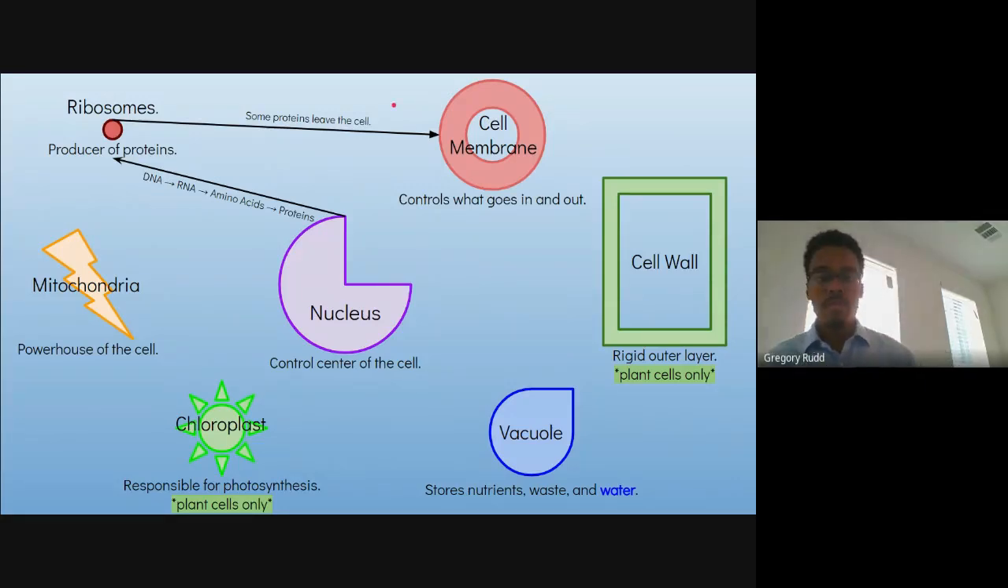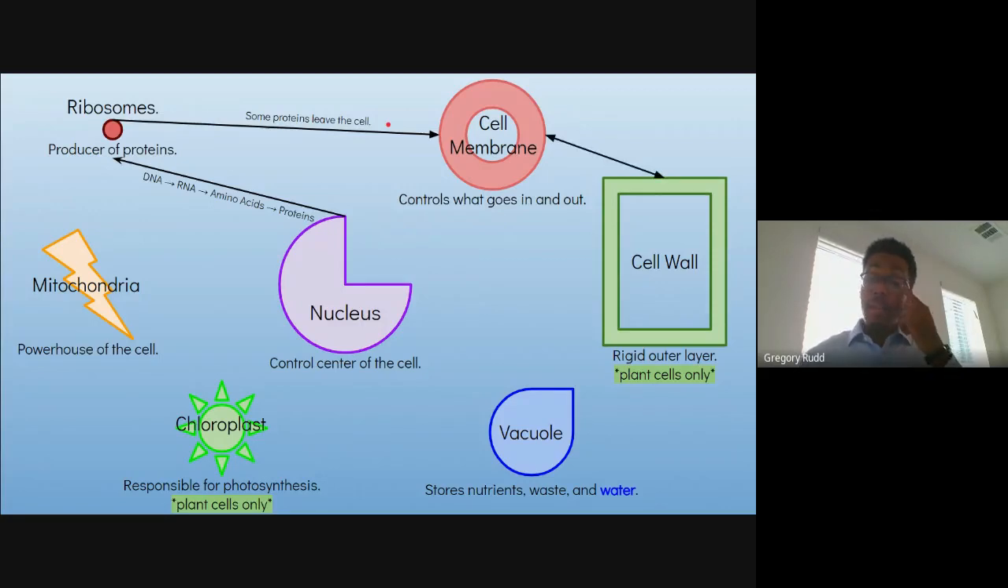All right. So yes, and long story short, Alicia was right. Some proteins need to be able to leave the cell. The cell membrane and the cell wall, how are they related? They both kind of share a responsibility. And someone said it earlier about what the cell wall does. I think it was you, Alicia.